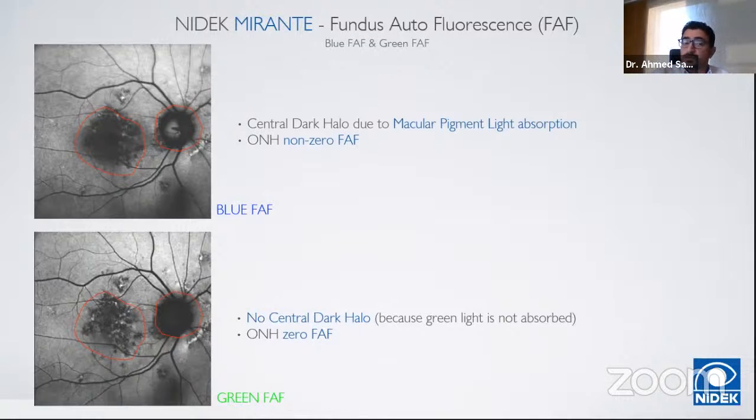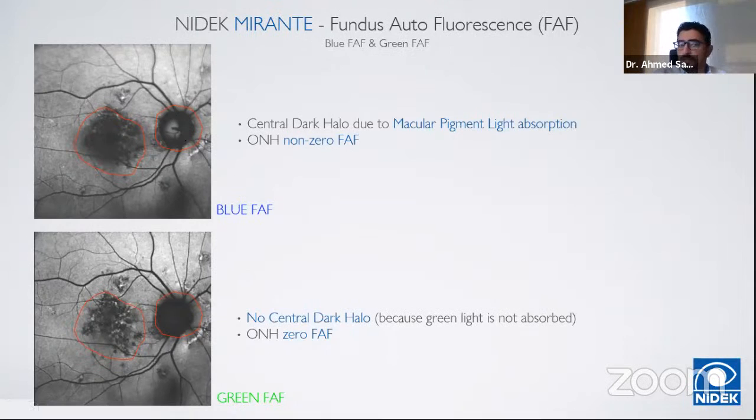However, there's a slight difference between them, because using the green laser provides us with better visualization of the area of the macula, because the green laser is minimally absorbed in the area of the macula, so it doesn't appear so dark. However, it is highly absorbed in the area of the optic disc. And the opposite is actually true for the blue laser. The blue laser is highly absorbed in the area of the macula, so in a lot of cases it appears as a dark area, but it is minimally absorbed in the optic disc.